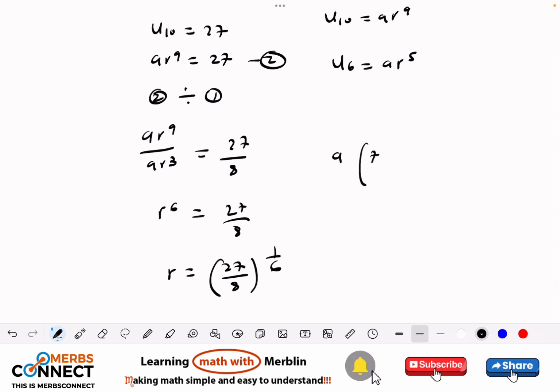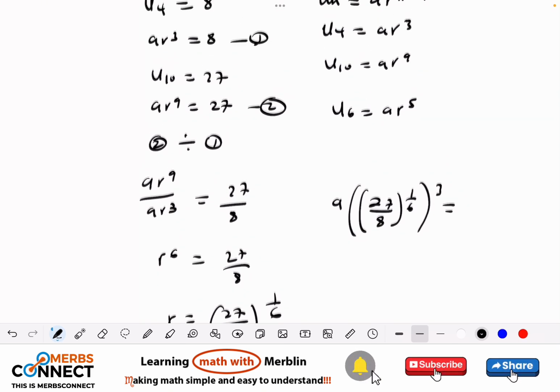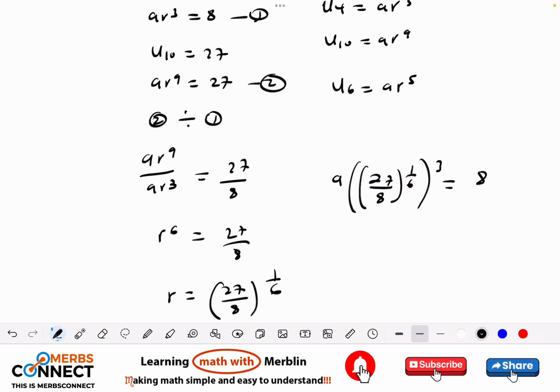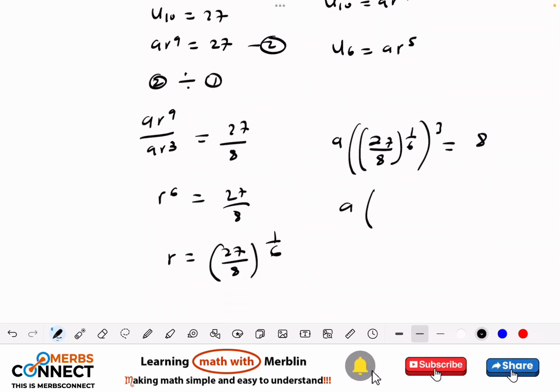27 divided by 8 to the power 1 over 6. Don't forget r is to the power 3, and this one should be equal to 8. Is that right? Yeah, this one is supposed to be equal to 8. So what can I get? I can cancel this and this, so I'm going to have 27 over 8, and this is going to be 3 over 1 and here 2. So I'm going to have this.